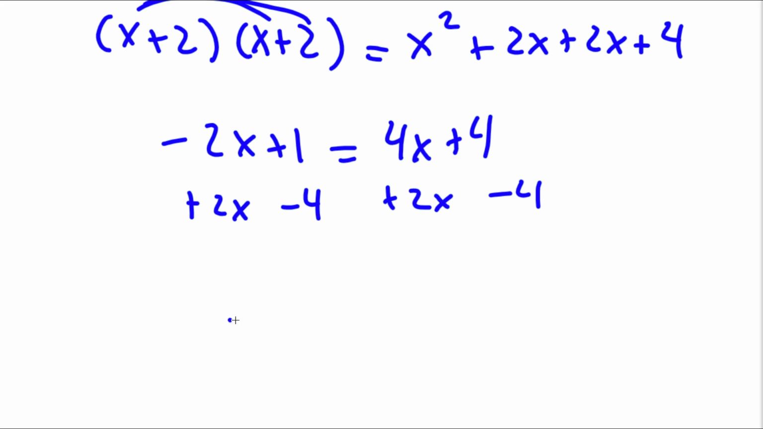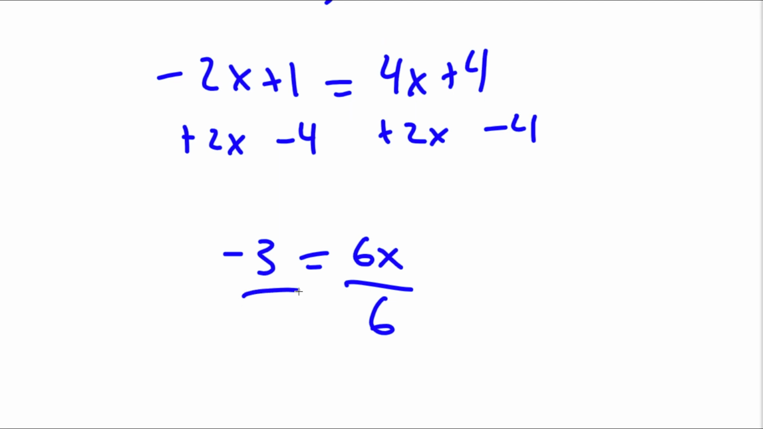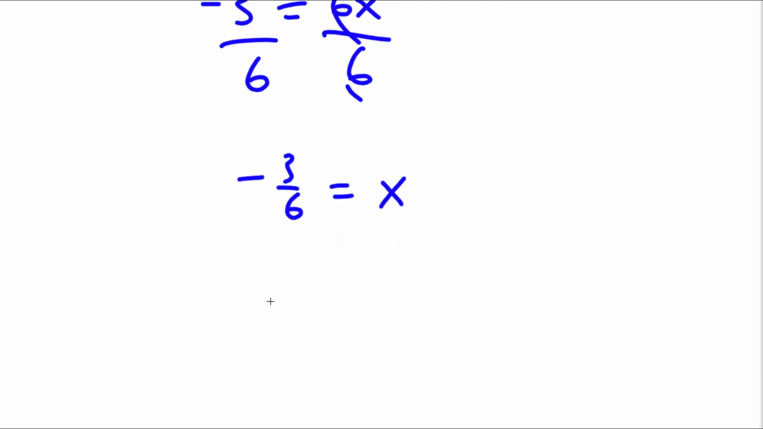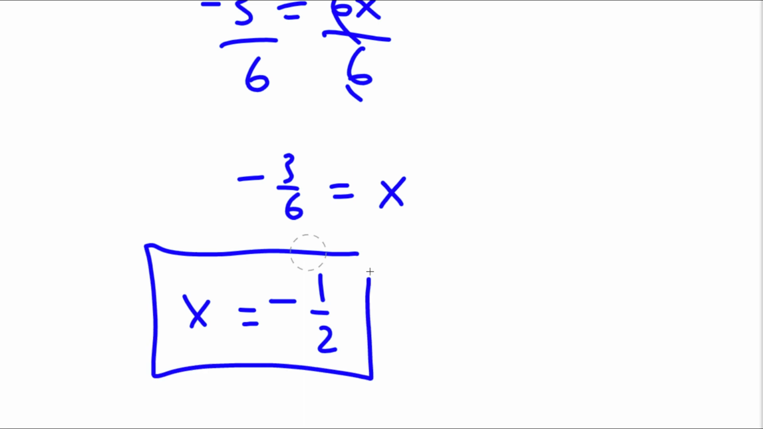So now I have negative 3 is equal to 6x. Now if I divide by 6 on both sides, I have negative 3 over 6 is equal to x. Negative 3 over 6 is the same thing as negative 1/2. So I have x is equal to negative 1/2.